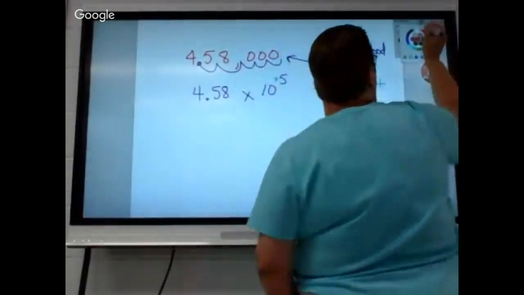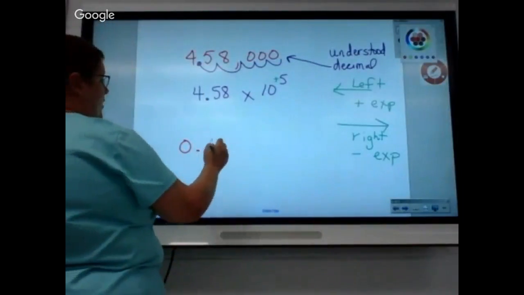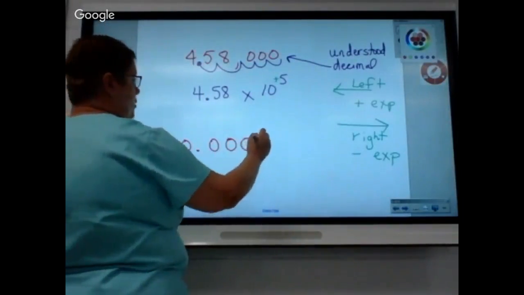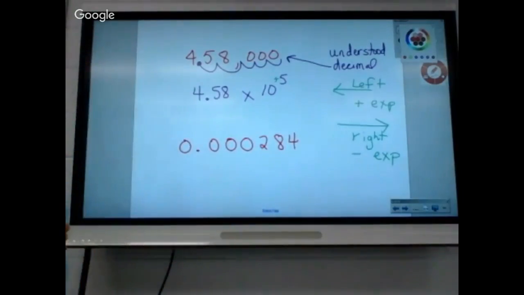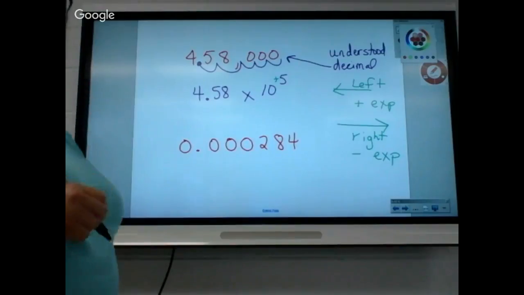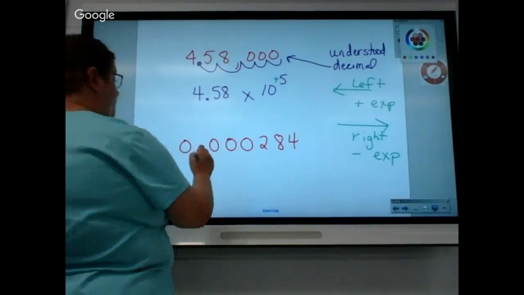So, if we have a number such as one that you might have had in your homework, like this one, where would we move the decimal to this time? The right. To the right where? How far? Between the 2 and the 8, okay?